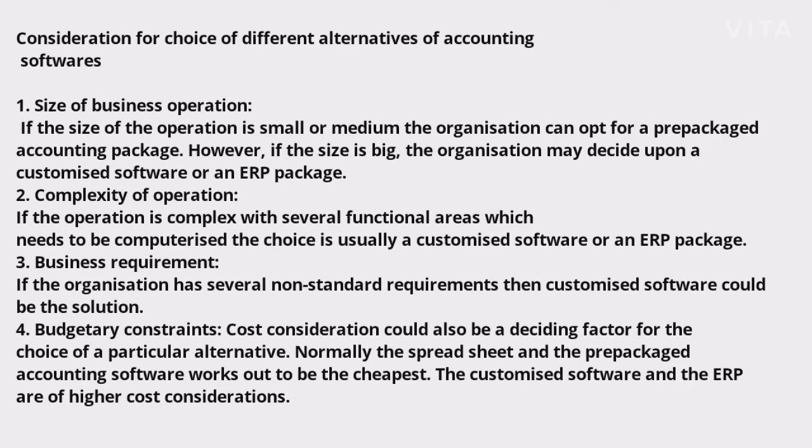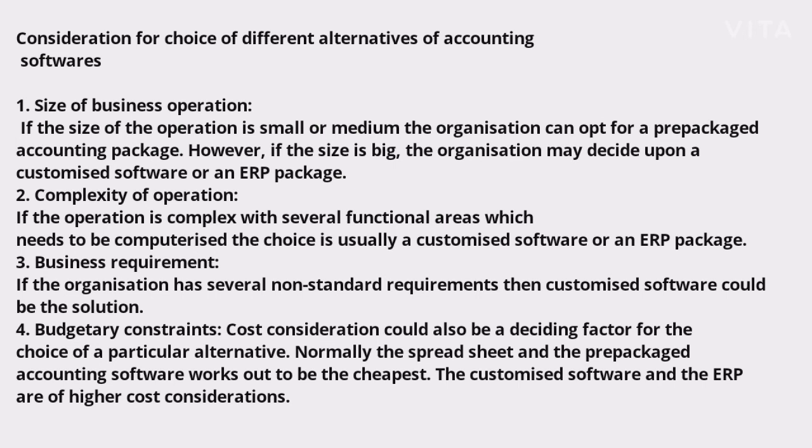Consideration for choice of different alternatives of accounting softwares. 1. Size of business operation. If the size of the operation is small or medium, the organization can opt for a prepackaged accounting package. However, if the size is big, the organization may decide upon a customized software or an ERP package.